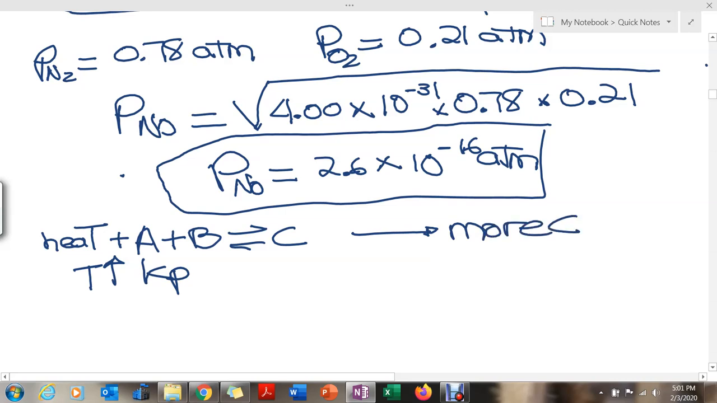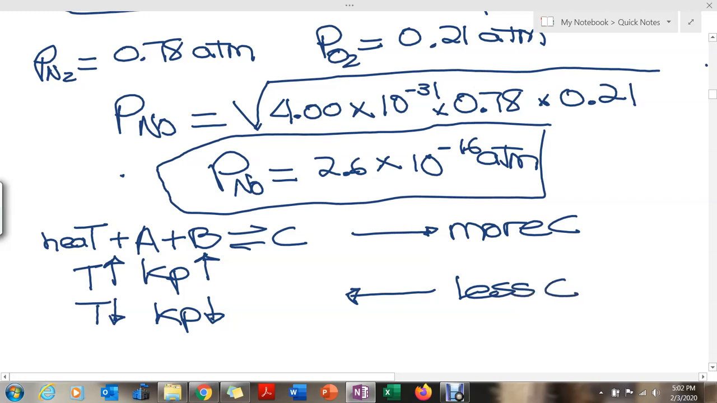Now, if you decrease the temperature and it's endothermic, the Kp is going to get lower because of Le Chatelier's principle. So Kp will decrease too, and it shifts to the left, and less C will be produced. Okay, so we have the example here. Less product is going to be produced.